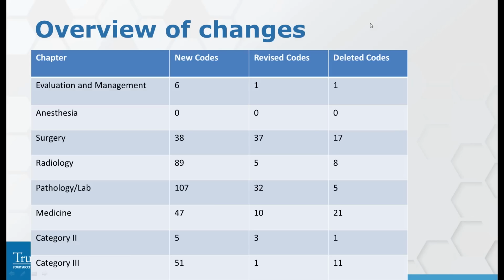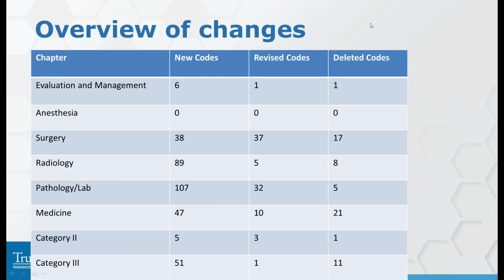We probably won't have a lot of time to talk about radiology and path lab today, but you can see there are some changes there. And then in the medicine section, 47 new codes, 10 revised codes, and then a couple of deleted codes there. A couple of things added in category 2 codes for those of you on the physician side, and then category 3 codes. Most of those we will cover as we go through the surgery section, because there are quite a few new category 3 codes that really do go along with surgery codes. They really are surgery codes.